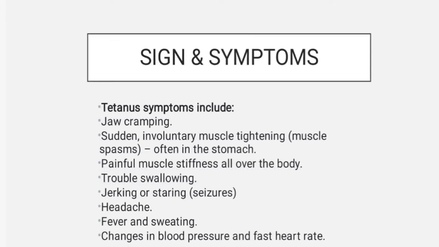Signs and symptoms. Tetanus symptoms may include jaw cramping, sudden involuntary muscle tightening or muscle spasms, which may often occur in the stomach. Painful muscle stiffness all over the body, trouble swallowing, jerking or staring, seizures, headache, fever and sweating, changes in blood pressure and fast heart rate.